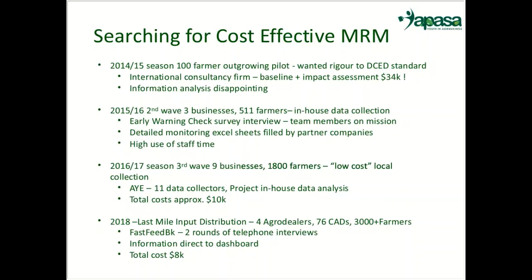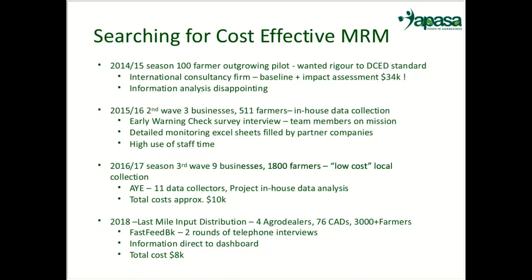The following year, 2015-16, we did our second wave as we expanded the pilot to 3 businesses with 511 farmers. And that year we decided to take an in-house data collection approach. We were doing early warning check survey interviews by the team members when they were on mission. We had detailed monitoring Excel sheets filled in by the partner companies. And it gave us lots and lots of information, but did use a lot of our staff time.